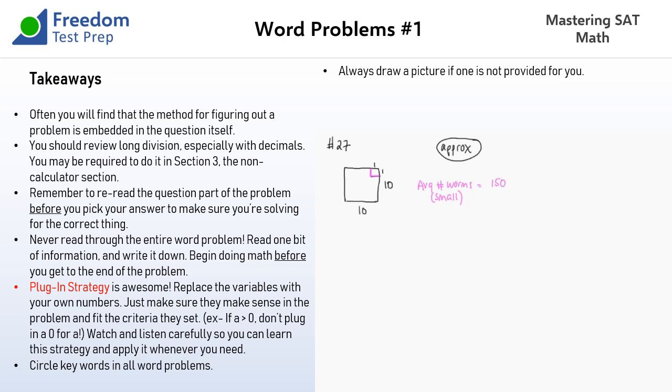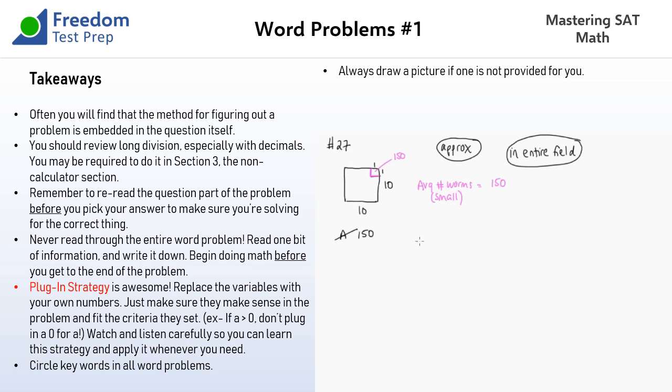But we don't have to do that work because they've essentially done it for us in the answer choices. So that's great. Now, if we know that in this little section there's 150, well, they're asking for the total number of earthworms in the entire field. And in fact, what would be good for you to do is circle "in the entire field," right? So that lets you know the answer is not going to be 150 because that's only in the small section.